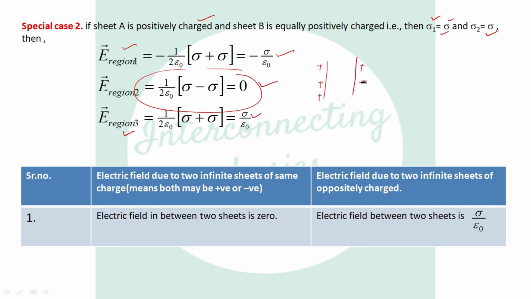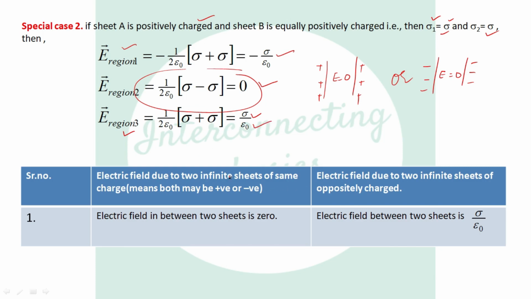This is the case when both are positive or when both are negative. Then there will be no electric field inside the sheets, but outside the sheets it will be, on the left side, minus sigma over epsilon naught and on the right side it is sigma over epsilon naught.